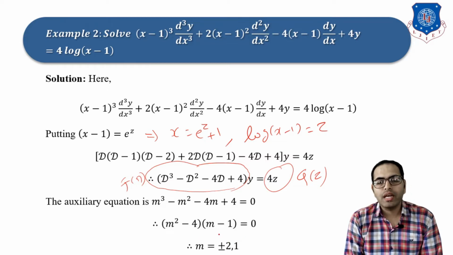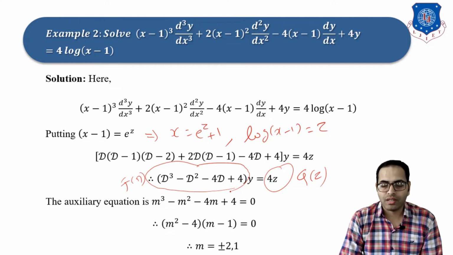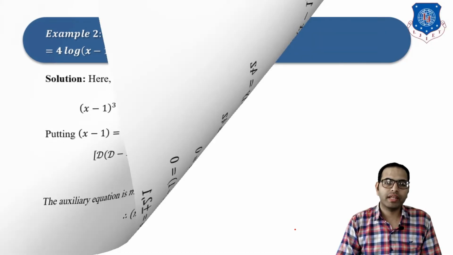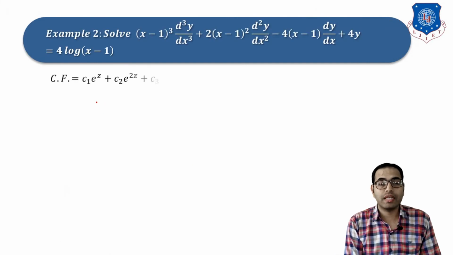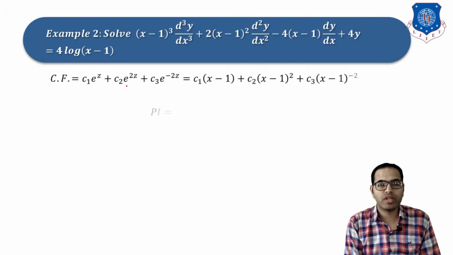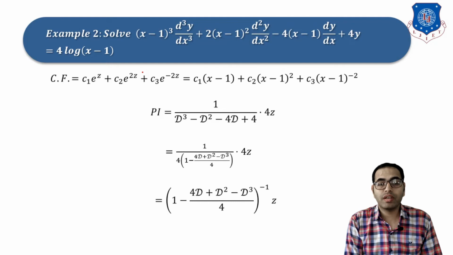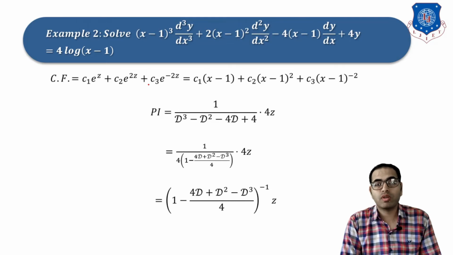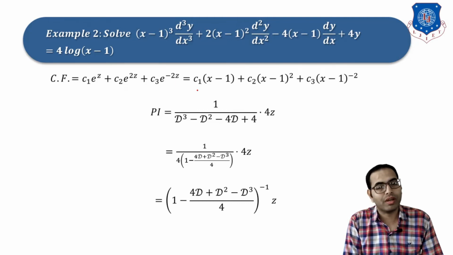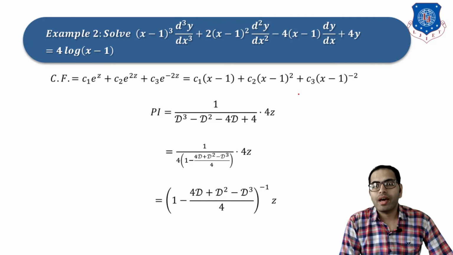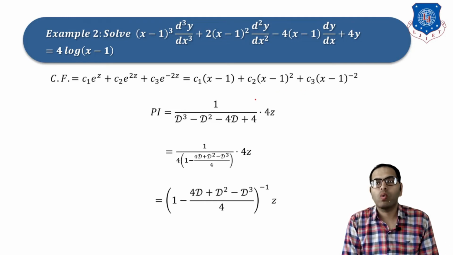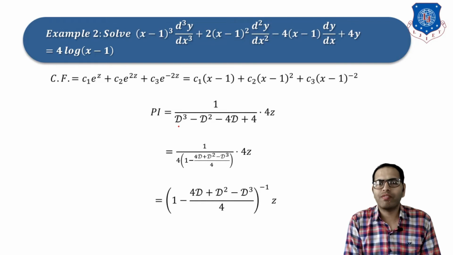Then according to that we find the value of yc. Let's move on to finding the value of yc. The complementary function yc is equal to c1 e raised to z plus c2 e raised to 2z plus c3 e raised to minus 2z. Now our answer, which is in terms of z, we should convert in terms of x. For that, what we have to do? e raised to z is replaced by (x minus 1), e raised to 2z is replaced by (x minus 1) whole square, and e raised to minus 2z is (x minus 1) raised to minus 2, where c1, c2, c3 are arbitrary constants. Let's move on to finding the value of yp, or we can say the particular integral.